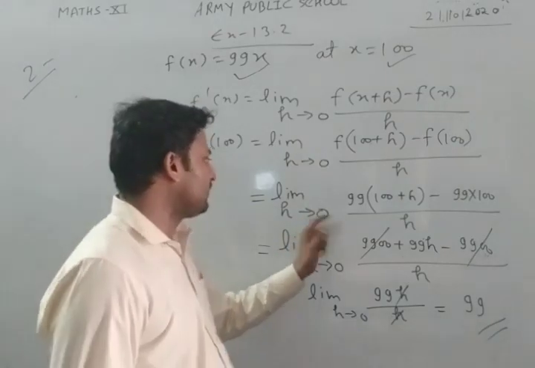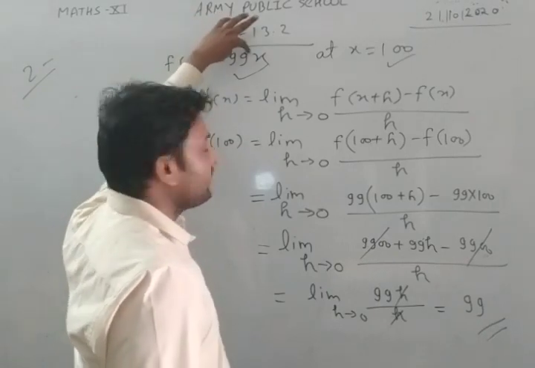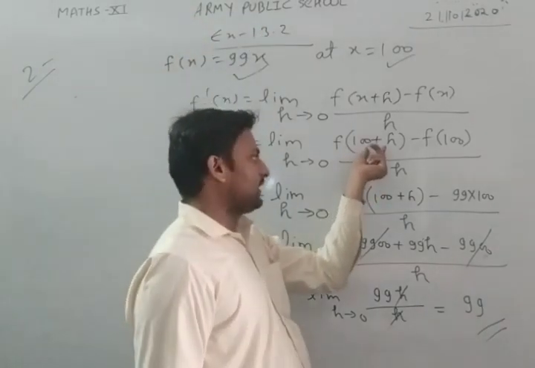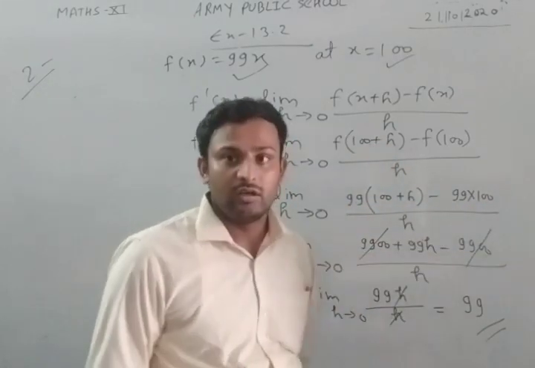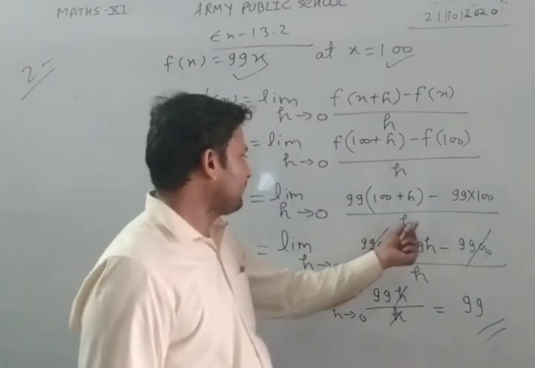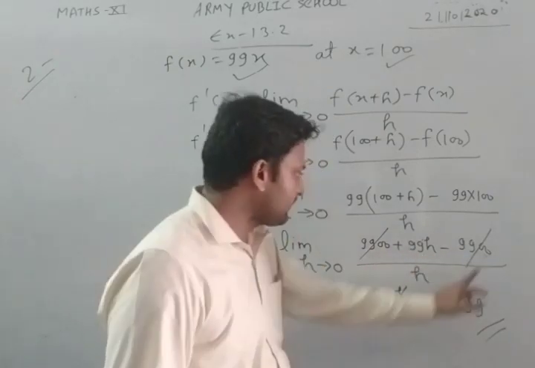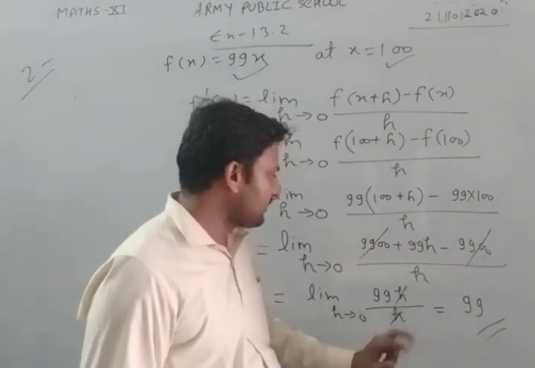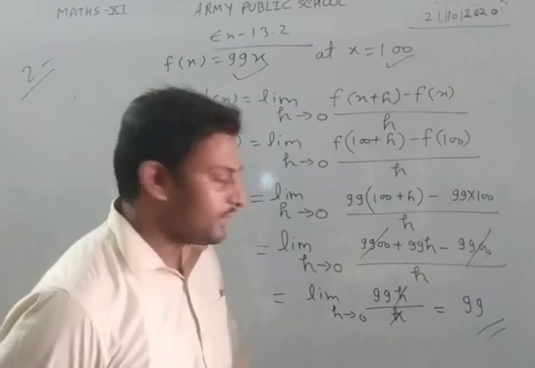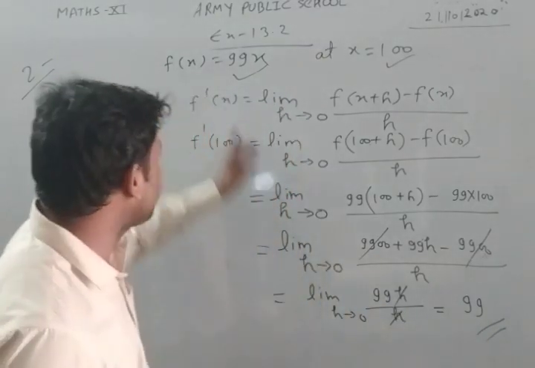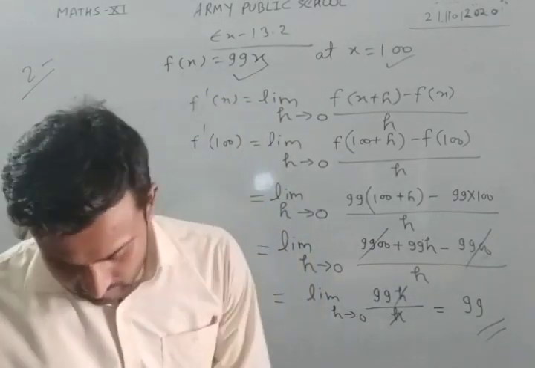Okay. Now limit h tends to 0. Our function is 99x. In the place of x it is 99x, so here in the place of x is 100 plus h. So we write 99 times (100 plus h) minus 99 into 100, divided by h. So limit h tends to 0, 99 times 100 plus 99h minus 99 times 100. This will be cancelled, so we get 99h by h, and h and h will also cancel. So we get 99, which is the derivative of the function f(x) equal to 99x at x equal to 100.